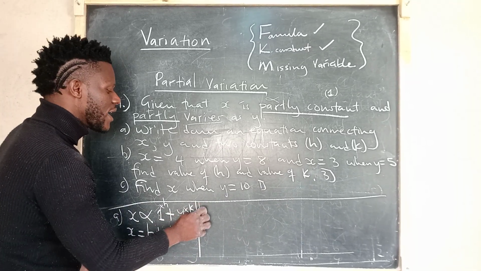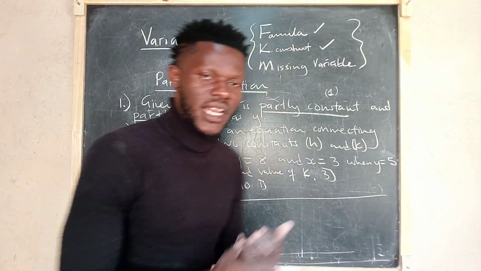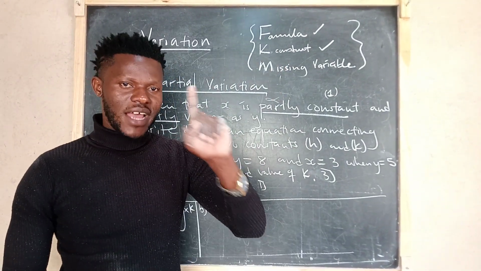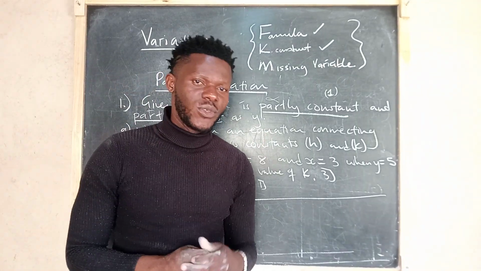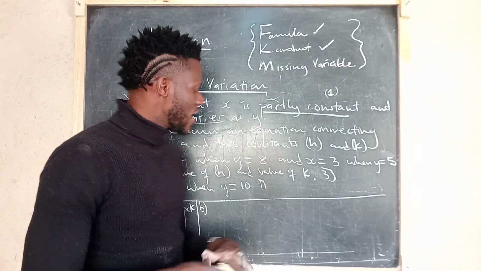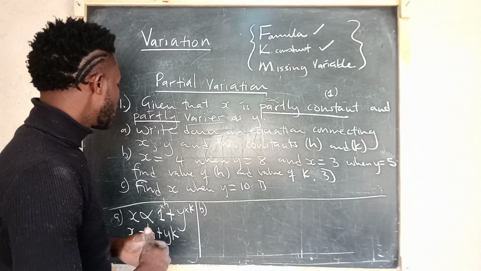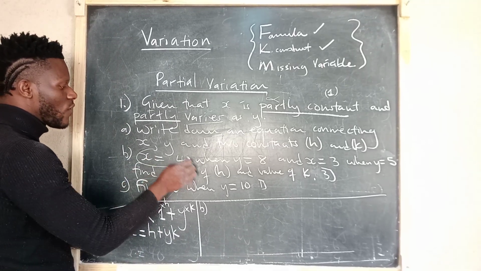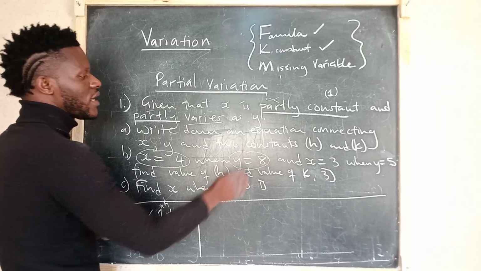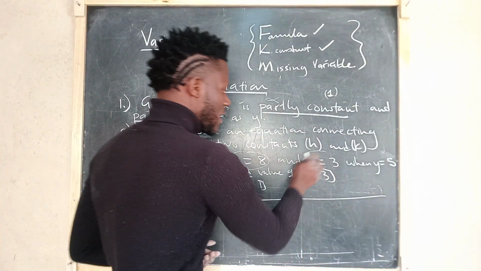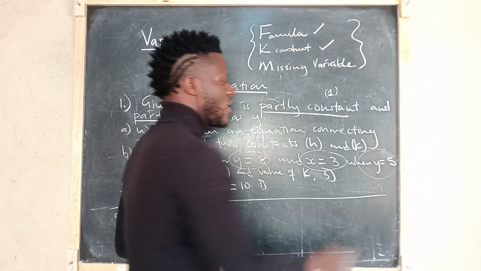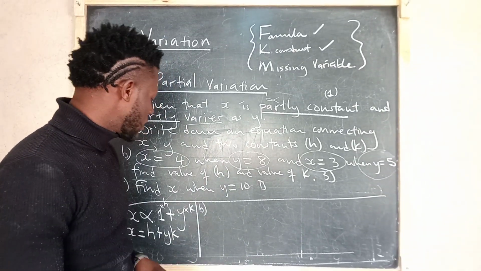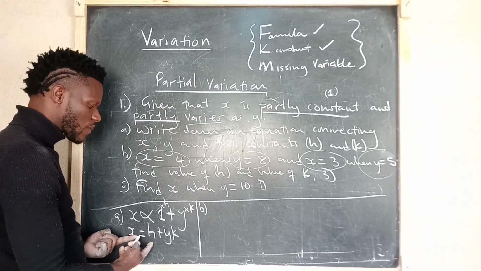Now, unlike what we were doing in the direct variation, joint and inverse variation, whereby we were given just one set of complete variables to substitute and find the value of k. In the partial variation, you'll be given two completed sets. The question is saying x is 4 when y is 8, and also x is 3 when y is 5. You'll be given two completed sets to form simultaneous equations with respect to the formula.